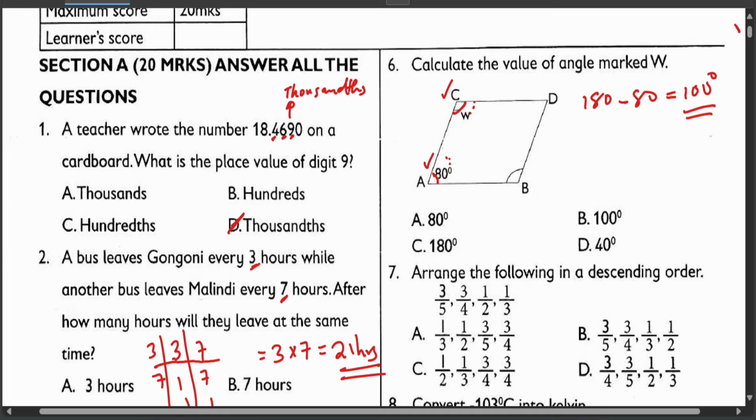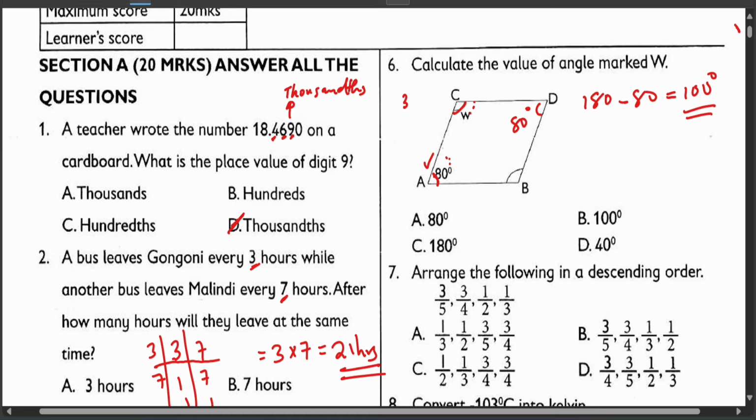Ama ukitaka bado, opposite angles ni 80 hapa. They are equal in a parallelogram. So 80 plus 80, 160. Then 360 minus 160 is 200. So therefore 200 divided by 2 ni 100 degrees.